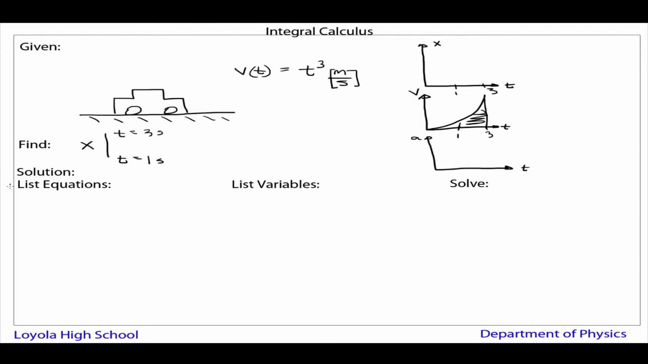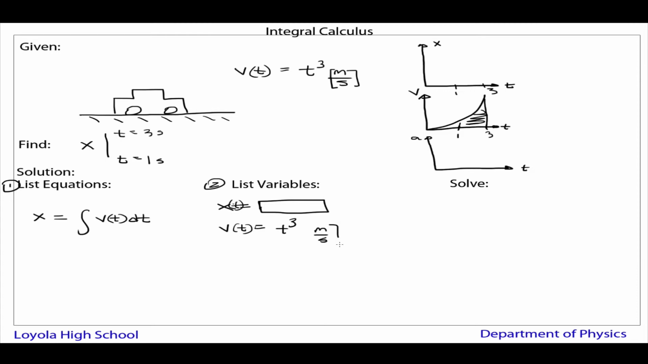Okay. So step one, we say, what's the general statement? x is equal to the integral of v of t dt. Indefinite. Step two, the variables. Well, the variables are the position versus time, which we don't know, and the velocity versus time, which we do know, v of t, which is t cubed meters per second. And then step three, solve. We have to perform the integration. So it's a three-step process: step parts A, B, and C.